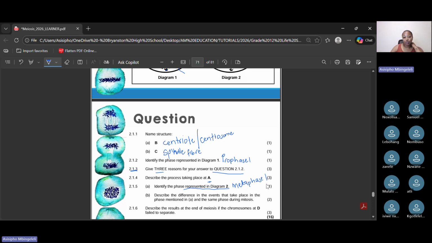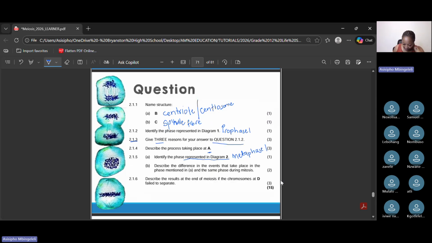Perfecto. 215 for 2 marks. Describe the difference in the events that take place in the phase mentioned in A, meaning the events that take place in metaphase 1, because that's what you would have mentioned, right? And the same phase during mitosis. What phase is that? That is metaphase.